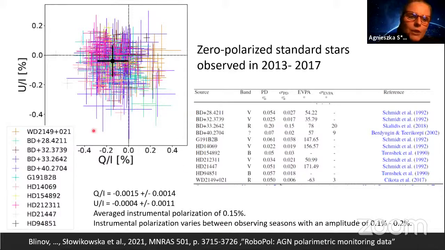And here you have the zero polarization standards observed over this 5 years period with RoboPol. You can see that the black cross shows the average of all the polarization, and you can get that the average instrumental polarization in the case of RoboPol was 0.15. And basically it was pretty stable. This is the kind of observation you have to perform all the time whenever you are using your polarimeter, to check the stability of your instrumental system.